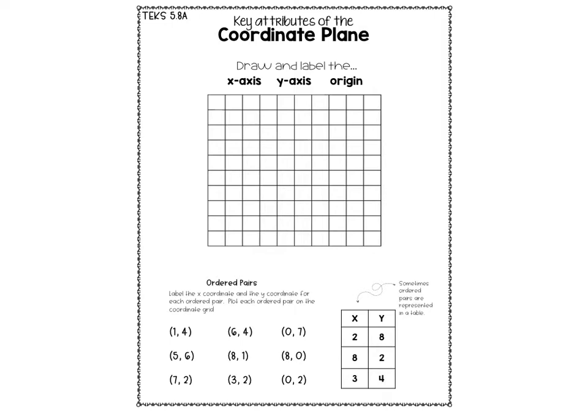So when you see a coordinate plane, the first thing you're always going to do is label your coordinate plane. And when we label our coordinate plane, we have to know that this part right here is called the origin. This part right here is called the x-axis. And this part right here is called the y-axis.